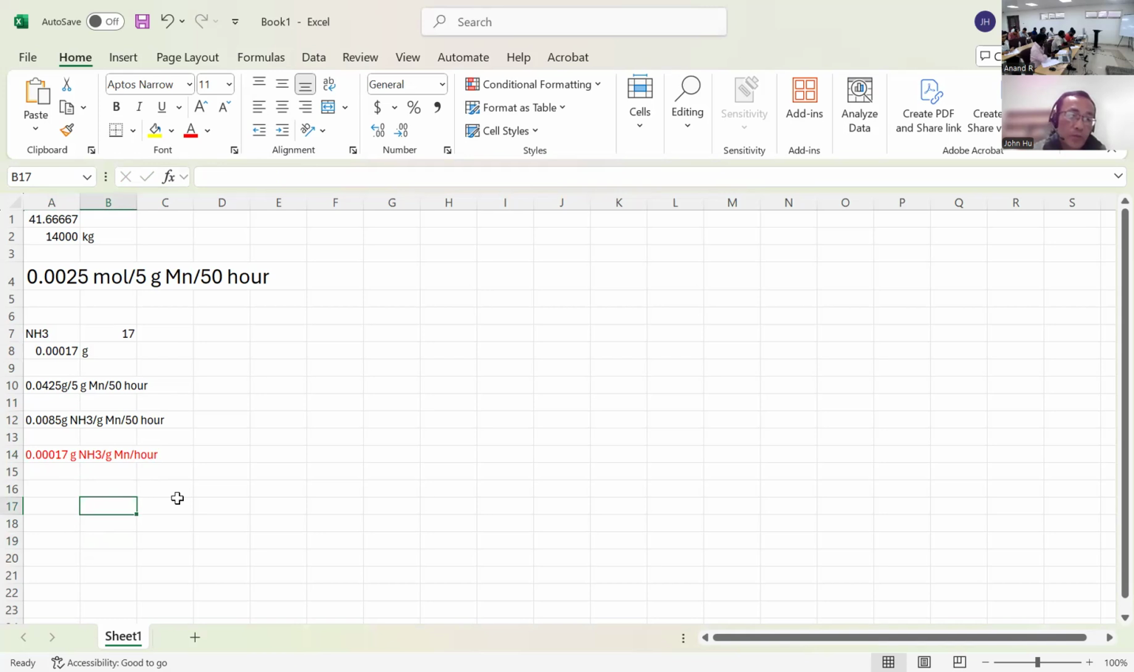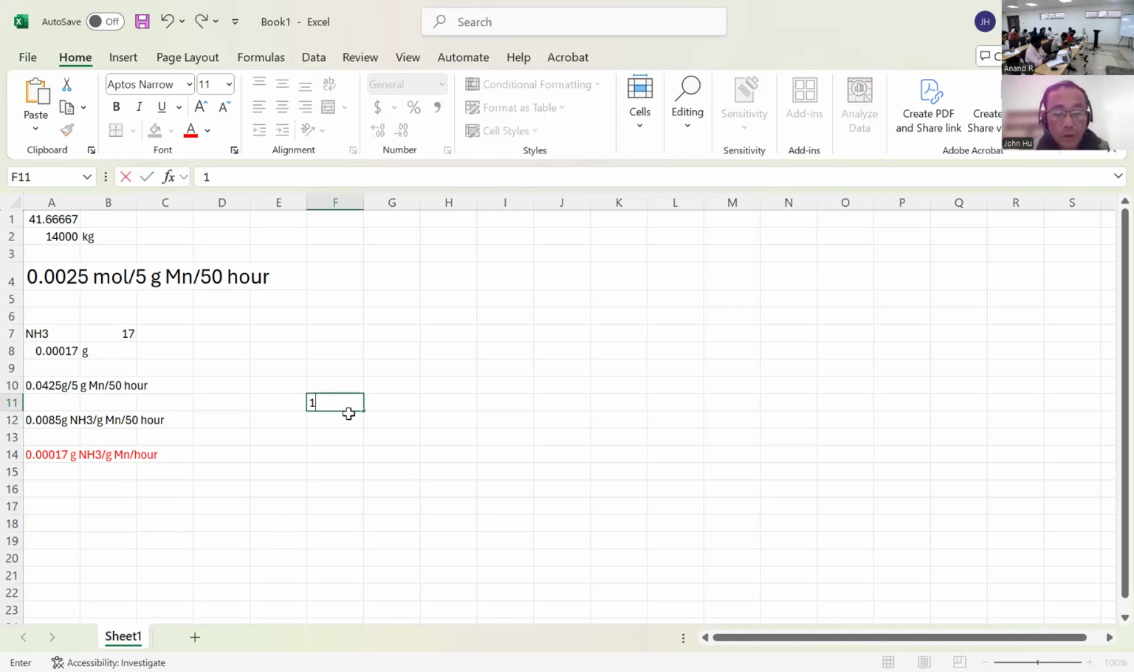So now it comes to specific activity, which is the example I show you. Using the data in figure 5, you come up with specific activity. This is laboratory data you need. The curve is meaningful only as the raw data, but you want to calculate this. So now it becomes clear. In 1 hour, 1 gram of manganese will produce 0.0017 gram ammonia.